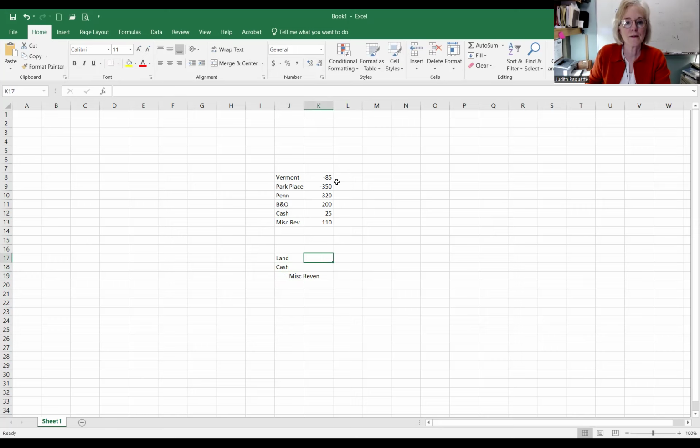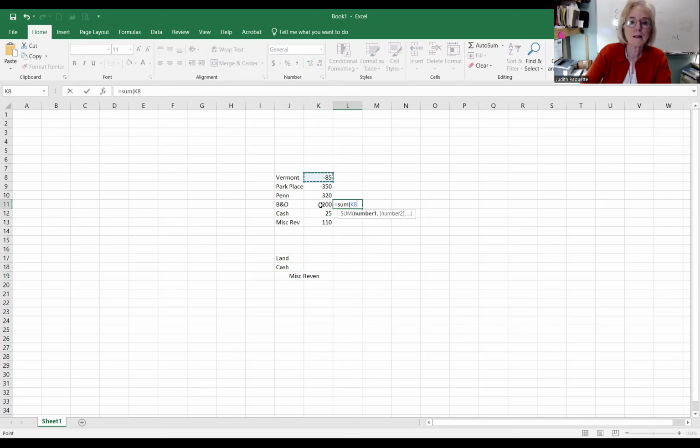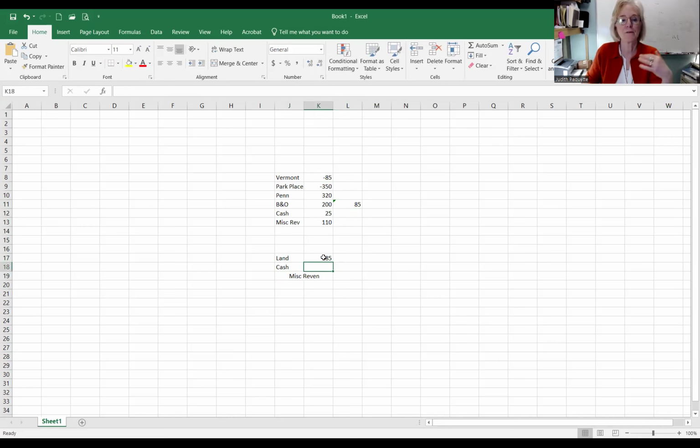So the difference in land that you got, you made a very good deal. Land went up $85. That's the net difference between 520 and 435. Cash went up $25 and miscellaneous revenue went up $110. Okay. Because that's the net increase in your land value.